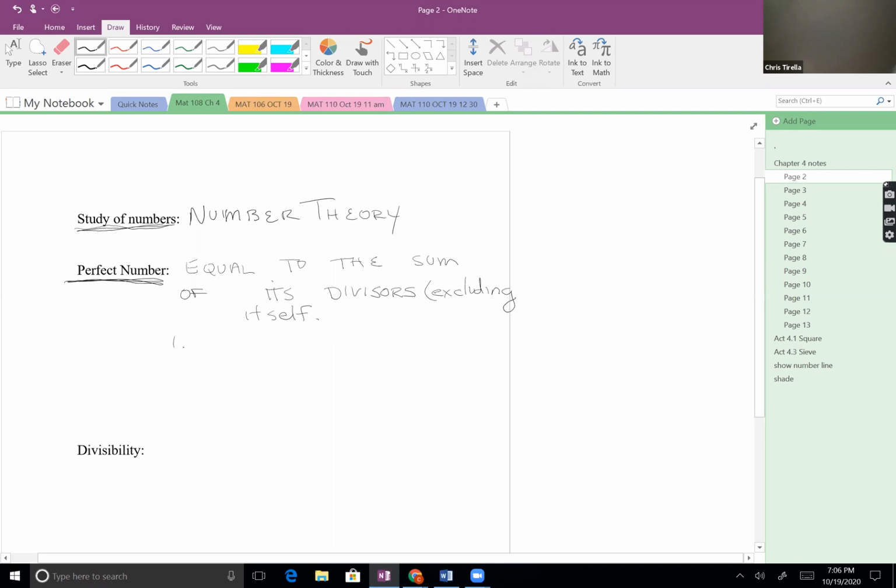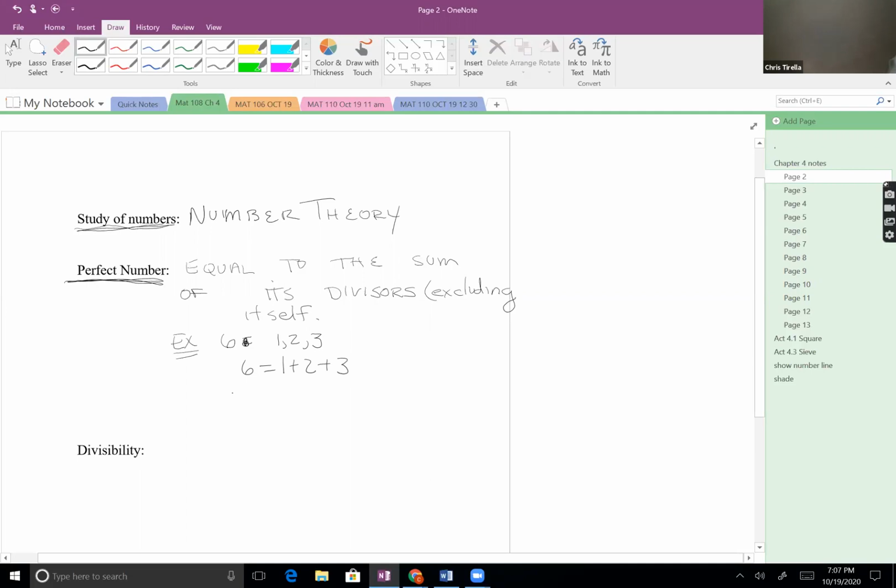And so one example of a perfect number is the number 6. If I look at the number 6, what numbers go into 6 evenly? 1, 2, 3. And so those are the factors. And isn't 6 equal to 1 plus 2 plus 3?